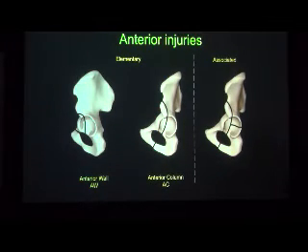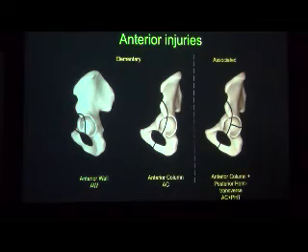What's this? Anterior column posterior hemitransverse. That's an associated injury, which is a both column fracture, but is classified with the anterior types. And how do we treat this anterior column posterior hemitransverse? How do we treat it in this unit?